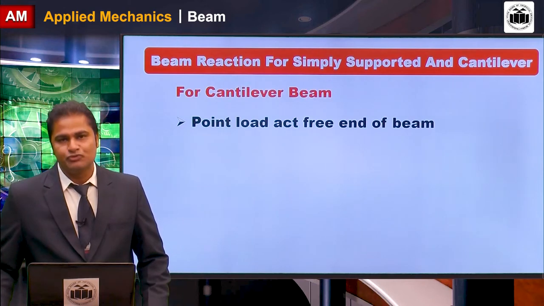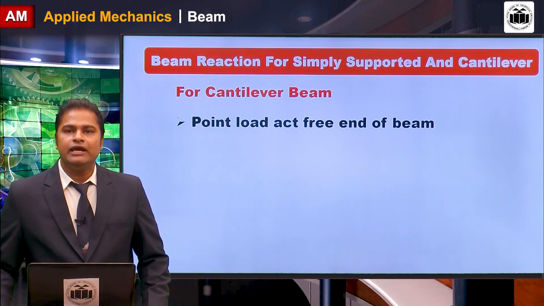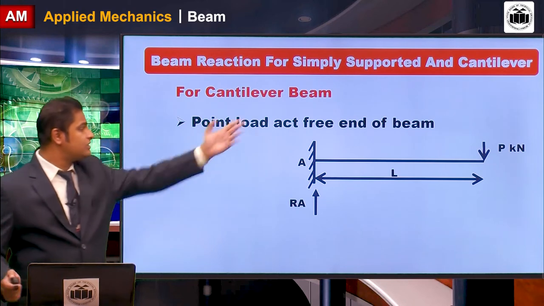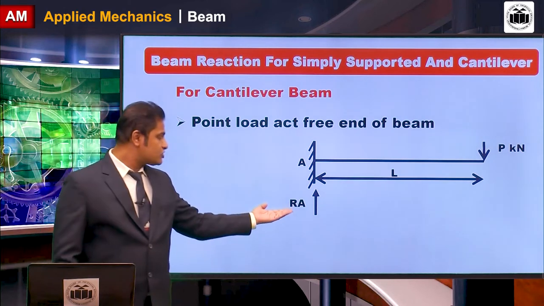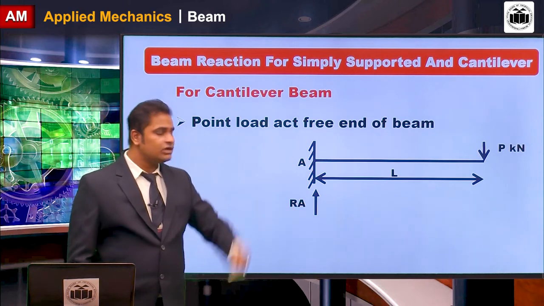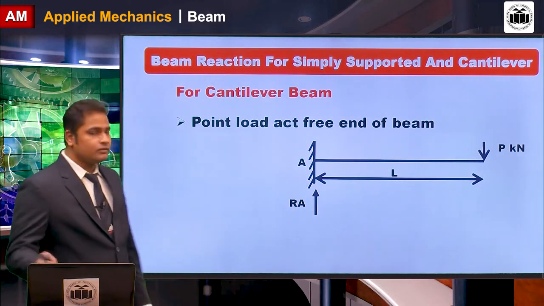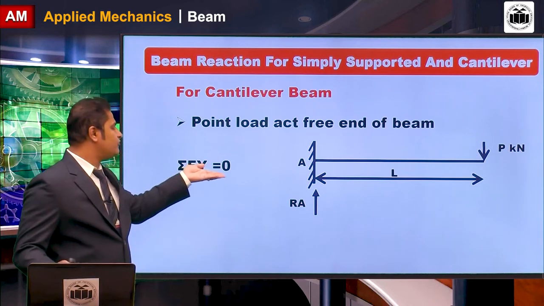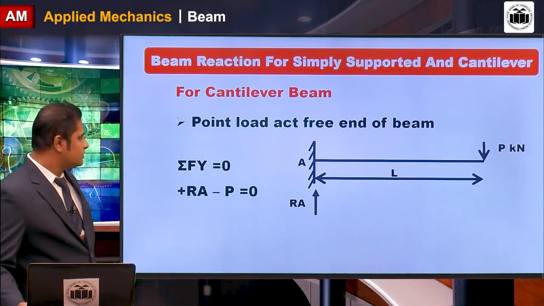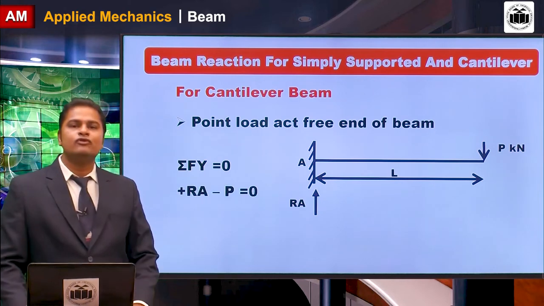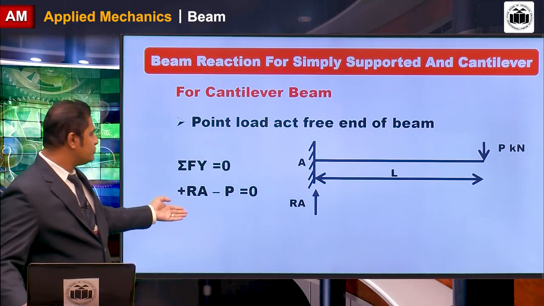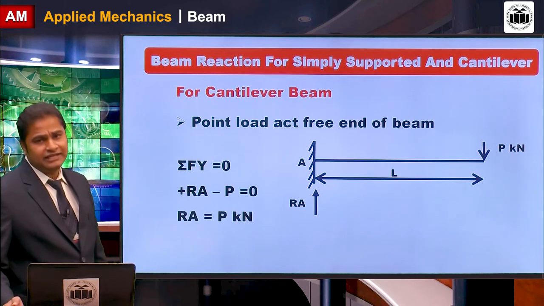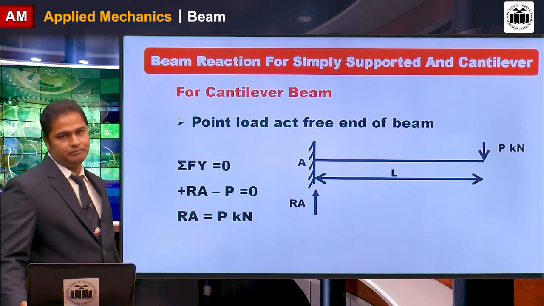For a cantilever beam, case 1: a point load acts at the free end of the beam. The figure shows the cantilever, where one end is fixed and the other end is free. Here is the reaction RA, because an external load is applied on the beam. To solve this beam, first take the summation Fy equal to 0. Upward forces are positive and downward forces are negative. Then RA is positive minus P equals 0. We easily get the solution RA equal to P kilonewton.